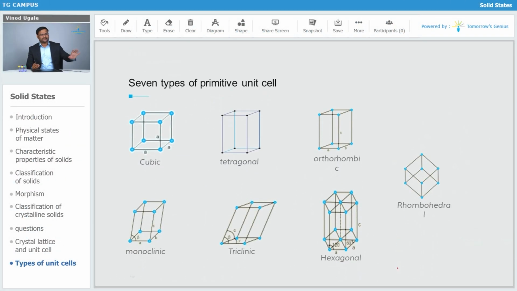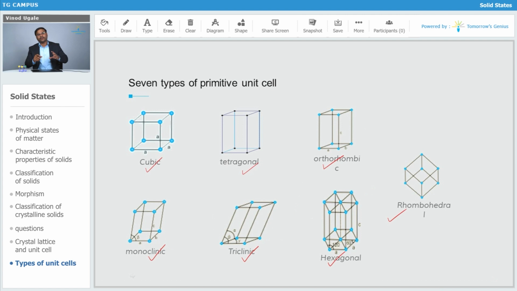Okay, here are the 7 types of primitive unit cells we are going to see. In 2-dimensional we have seen 5 types. Similarly, by joining the centers of lattice points, we are going to get these 7 types of primitive unit cell. So first one is cubic, you can see over here. Second one is tetragonal, then orthorhombic, then monoclinic, then triclinic, hexagonal and rhombohedral. So total 7 types of primitive unit cells we are going to get in 3-dimensional.